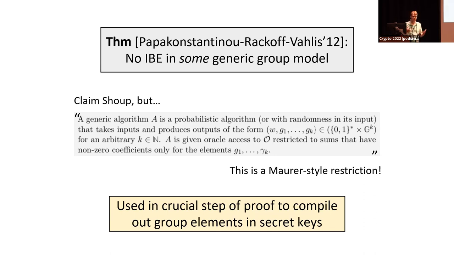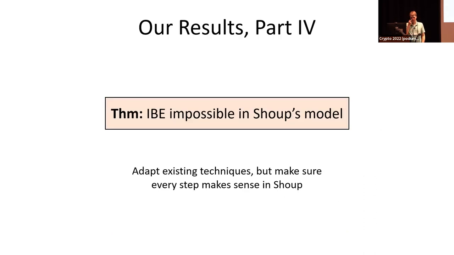But that's a Maurer type restriction, right? It's sort of syntactically distinguishing between bits and group elements and saying you can only operate on group elements in a certain way. And this is actually not just a typo, it's used crucially in the proof. So we go through the proof and redo it in a way that actually makes sense in Shoup's model, confirming that identity-based encryption is impossible in Shoup's model.